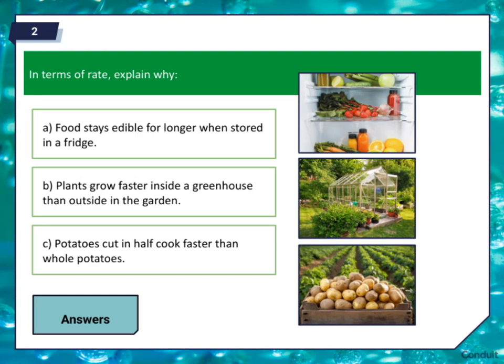Let's look at how different conditions affect the rate of processes we see every day. First, plants grow faster inside a greenhouse than outside because the environment is controlled. Warmer temperatures and higher humidity speed up growth. Next, potatoes cut in half cook faster than whole potatoes since heat penetrates more quickly through the smaller pieces. And finally, food lasts longer in the fridge because cooler temperatures slow down the chemical reactions that cause spoilage. These examples show how rate changes with conditions.